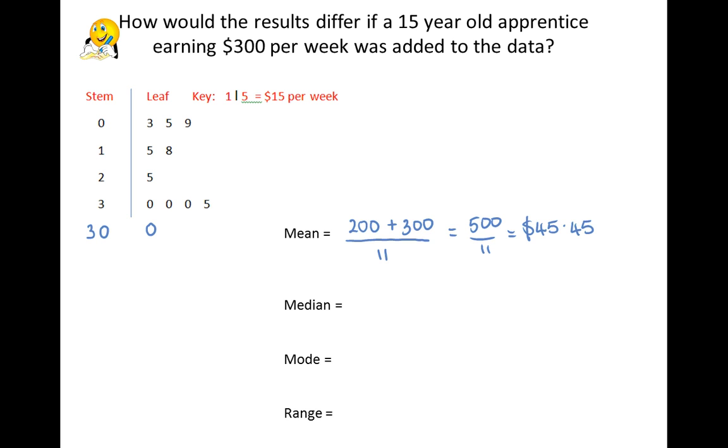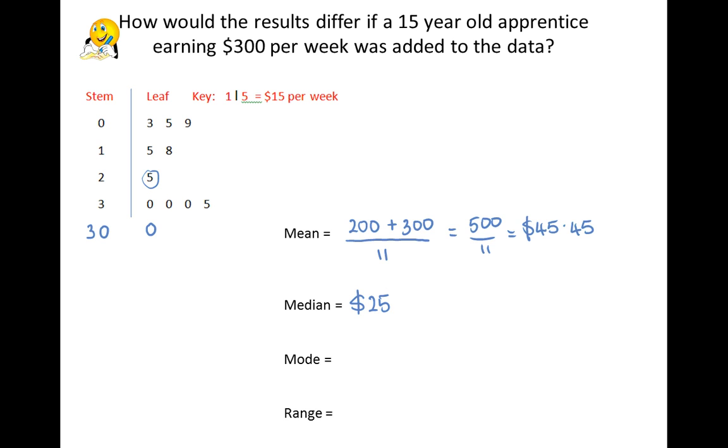The median is the middle value. We have a different number now. We've got 11 values, so we're looking for the 6th value to be the middle value. So let's count up. 1, 2, 3, 4, 5, 6. So our middle value here is the 5, which represents $25.